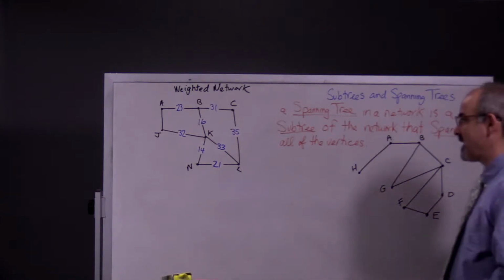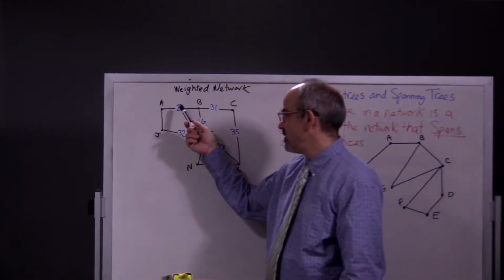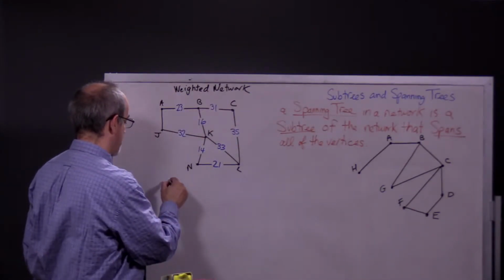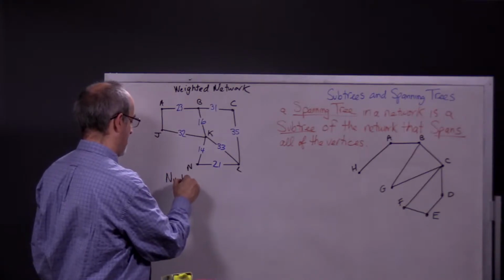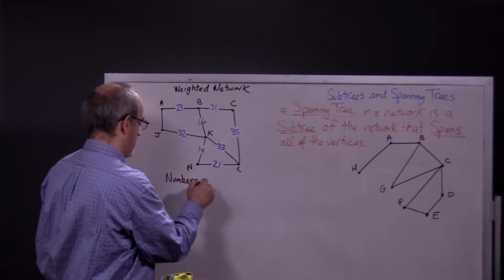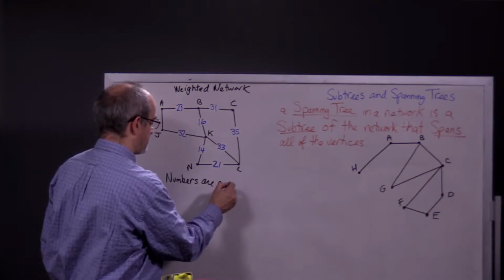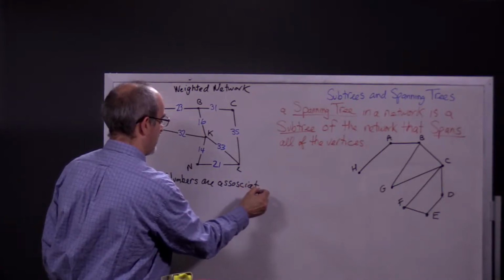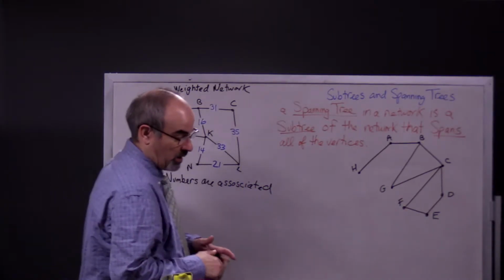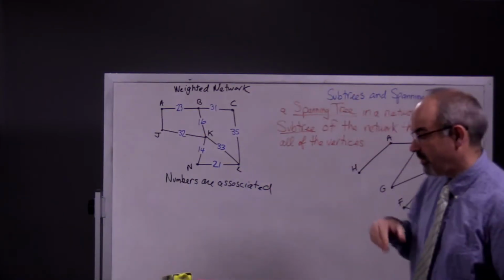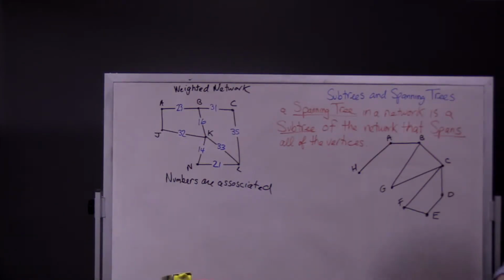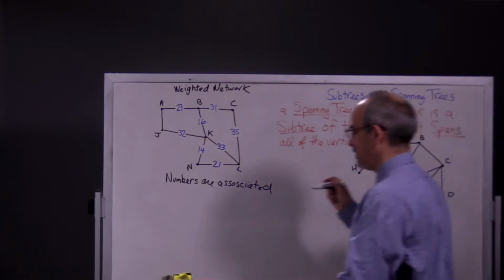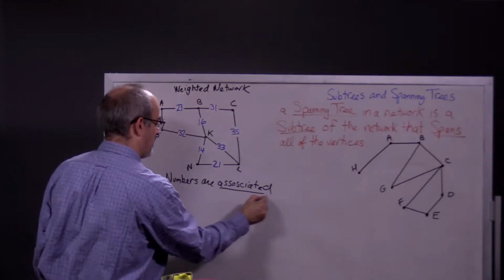Now these numbers could represent different things. What they actually represent though is just some cost. By cost though, let me write this down. Numbers are associated with some cost.